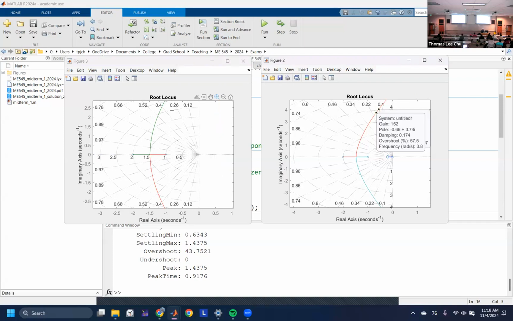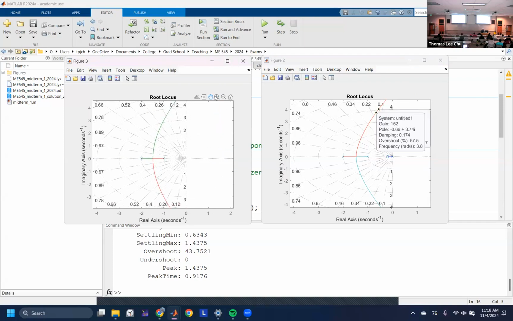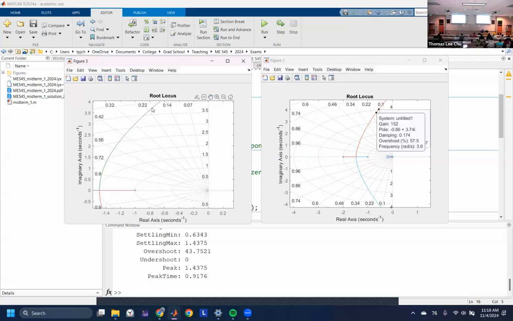If I try to find that same point here, actually I need to zoom out a little bit. Let's go to this point, 0.174. All right, cool. You can see that our gains are slightly different, at 152 compared to 164. Even the pole location is a little bit different. It's a little bit shorter, at 3.74 compared to 3.92.